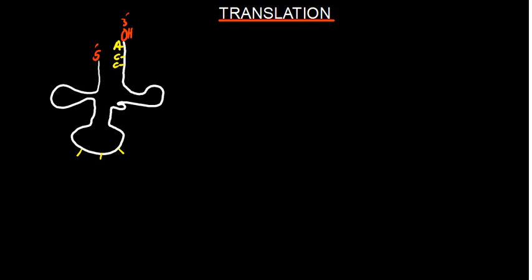Now, how does this process of translation start? Initiation. We said that a lot of activities happen at this stage of initiation. So what happens here? The first process that we have to understand is aminoacylation. This is the first of all.